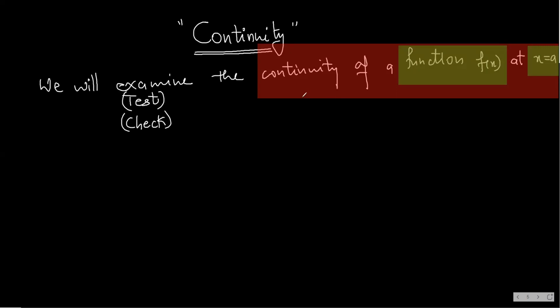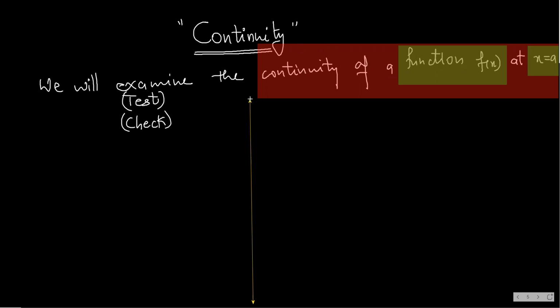So continuity is a kind of property of a function which we have to examine. I will tell you what is the meaning of continuity. For that, let me first draw coordinate axis. So here I draw coordinate axis.